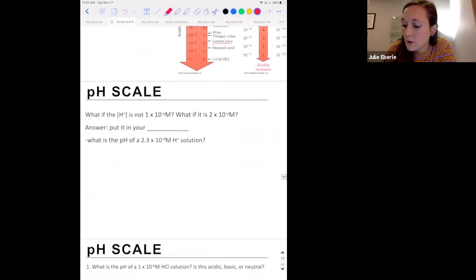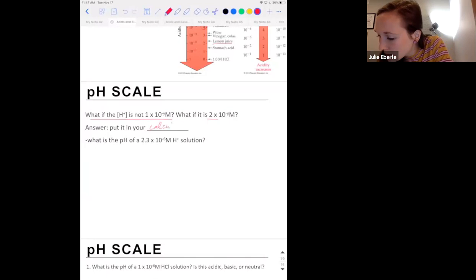All right, so I've been talking about if your base number is 1. But what if the concentration is not 1 times 10 to the minus whatever your exponent is? What if it's 2 times 10 to the minus y? Guess what my answer is? Hey, you have a calculator. Put it in your calculator.